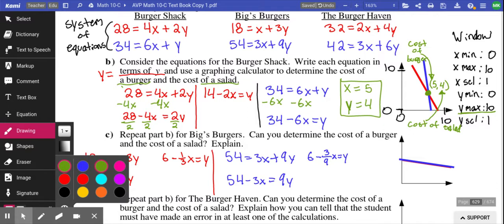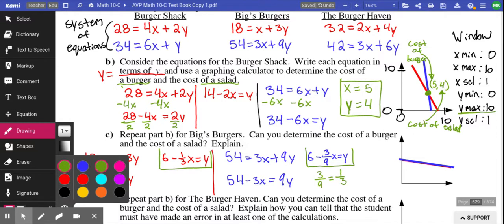So if I look at what I graphed, I graph this and I graph this. One is 6x minus 1/3. One is 6 minus 3 over 9. 3 over 9 is 1/3. So these are actually the exact same equation.